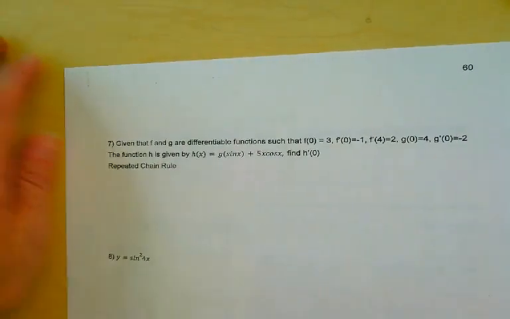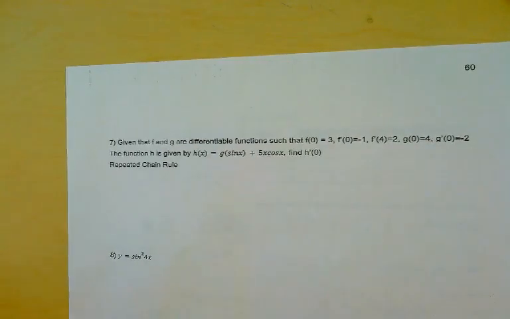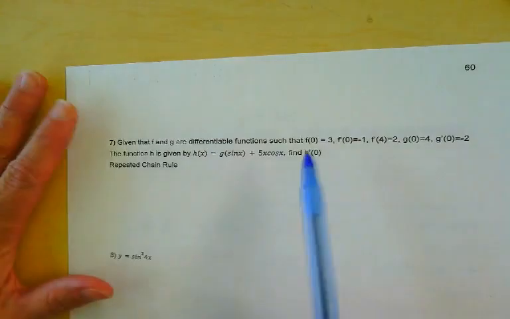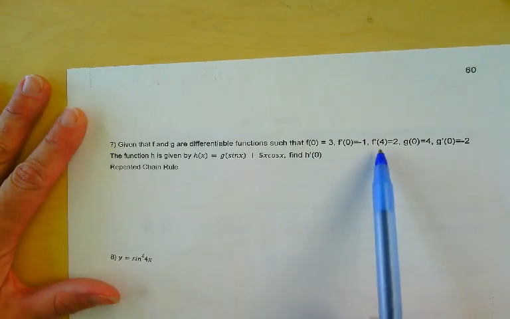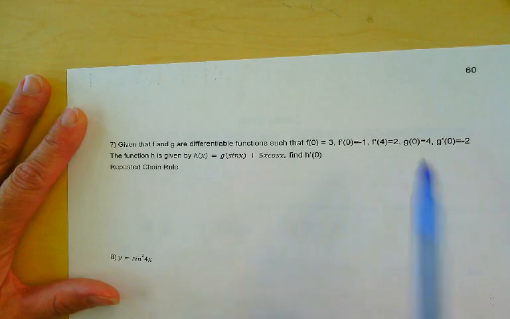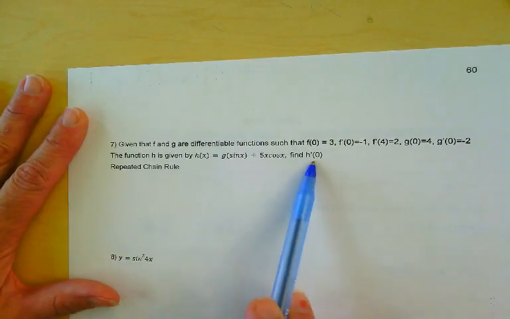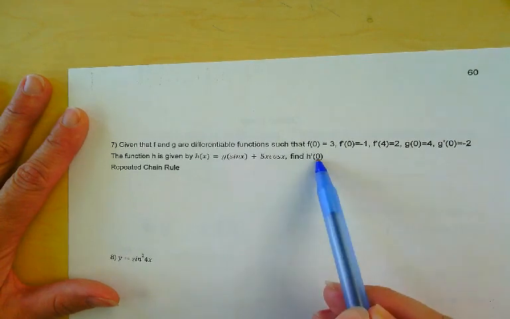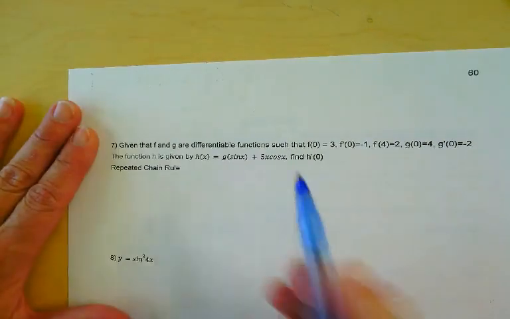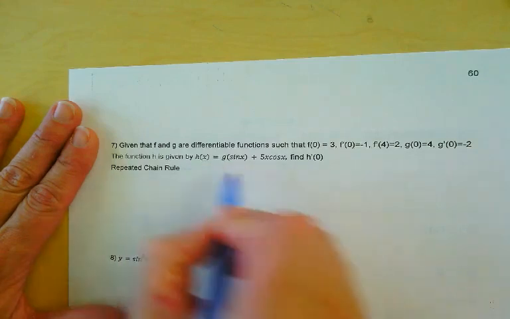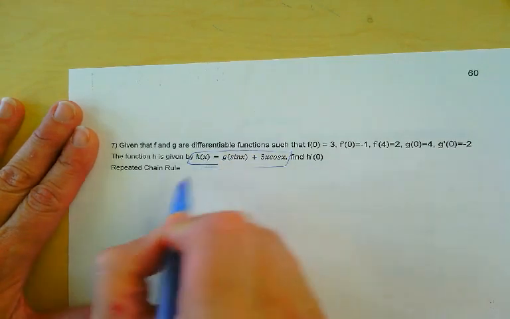So we're looking at number 7 on page 60 here. Given that f and g are differentiable functions, and then they give you some information about f prime of certain values, g and g prime. Function h is defined here. Find h prime of 0. So again, I'm not going to plug 0 in until I find h prime first. So we're going to go ahead and take the derivative of this function h for ourselves.